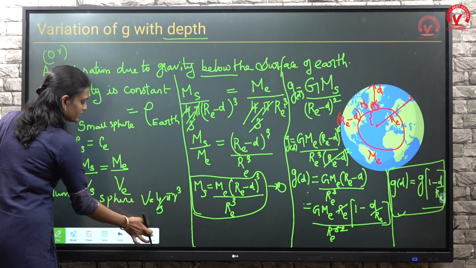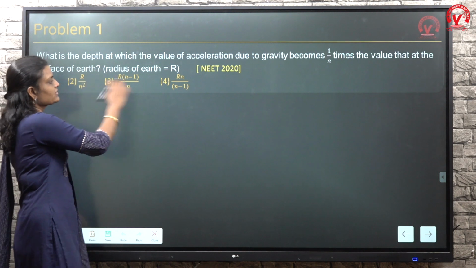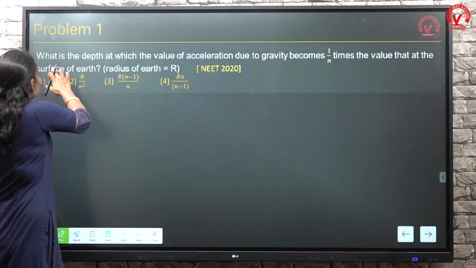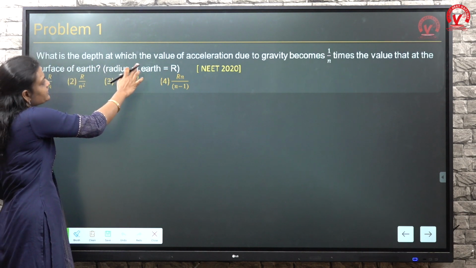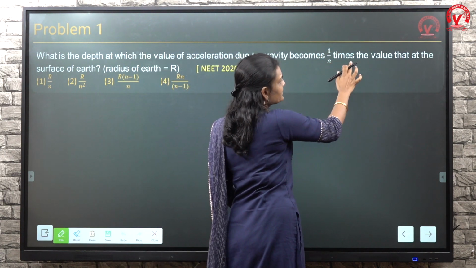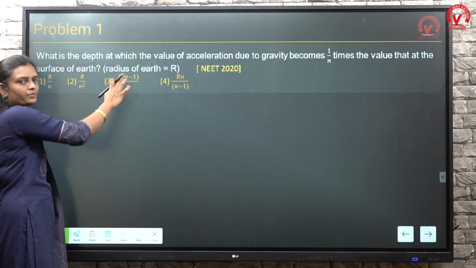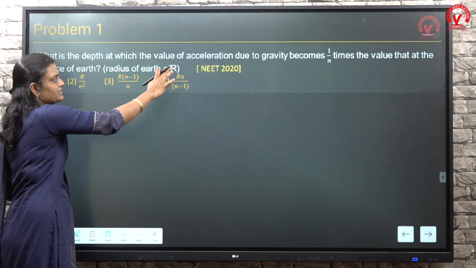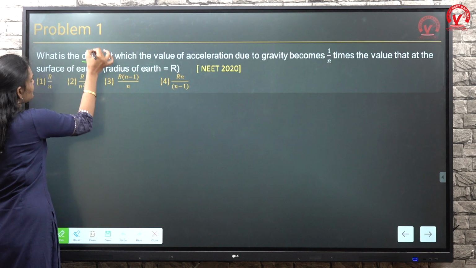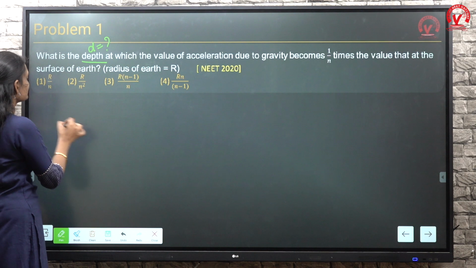Now move on to the next slide. Problem number 1. This was asked in NEET 2020. What is the depth at which the value of acceleration due to gravity becomes 1 by n times the value at the surface of the Earth, where the radius of the Earth is capital R? So they are asking for the value of d. d is equal to what? Okay, solution now.